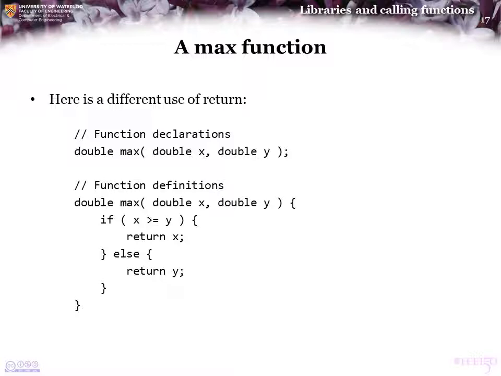Now, inside the function body for max, if x is greater than or equal to y, then we execute the statement return x. This immediately returns from the function to whichever function called it, and the returned value is the value of x. If x is not greater than or equal to y, that means x is less than y, and so therefore the maximum of the two is y, and so in the alternative body we have the statement return y. So once again, at this point, the value y is returned to whichever point this function was called.